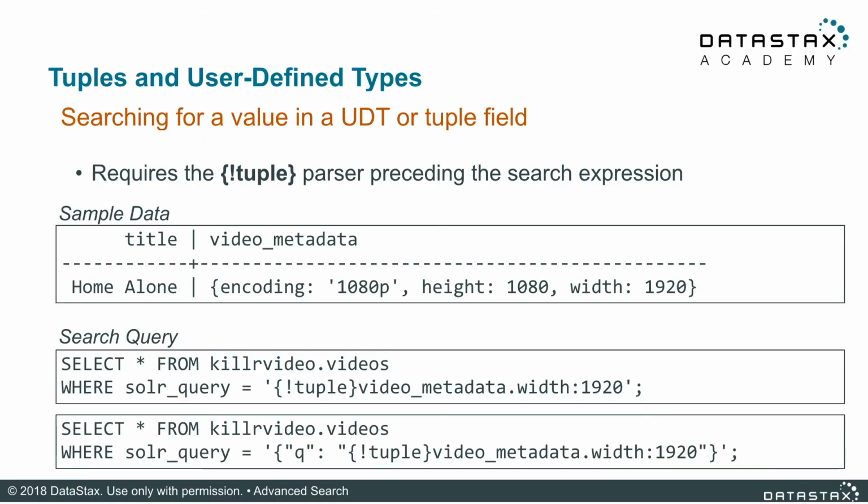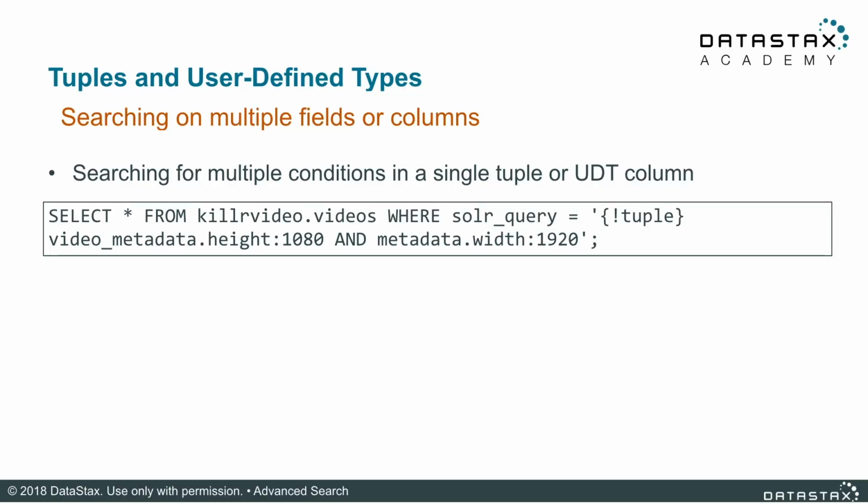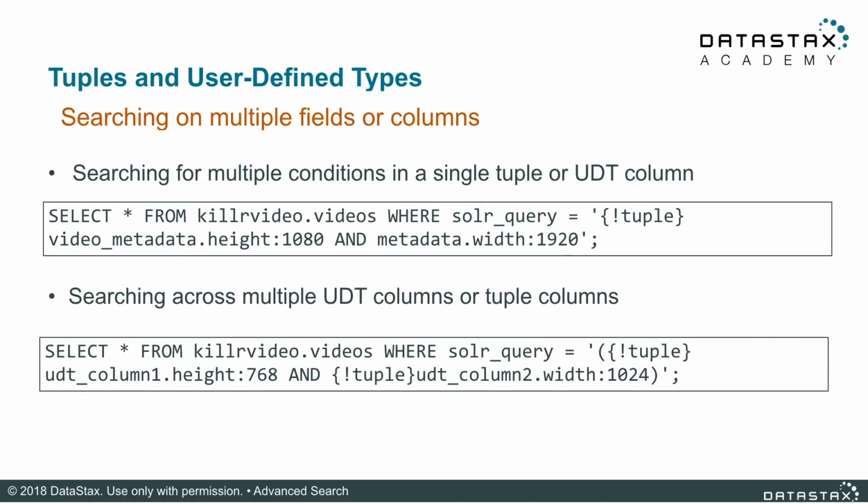When searching in a UDT or tuple field, you'll need to make use of the tuple parser so that DSE knows how to search. And the tuple parser can be used in a normal search query or in the q or fq parameter for a JSON search query. It is also possible to search in multiple fields within a UDT or tuple, as you can see in this first example. Even cooler is being able to search multiple UDT or tuple columns within a search query.